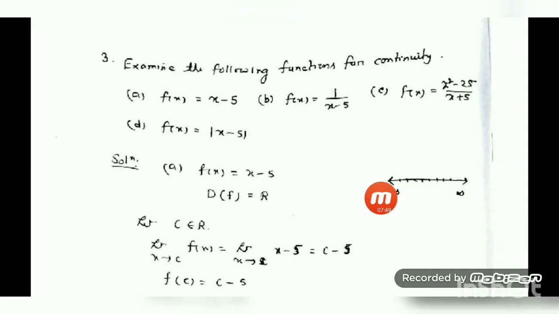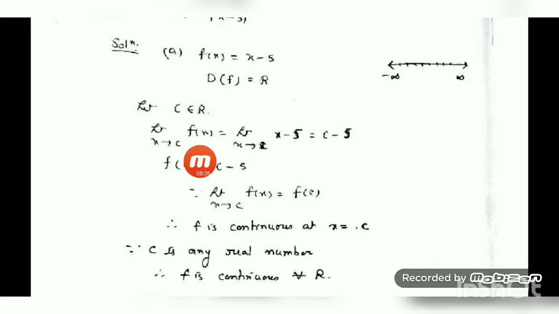This is the open interval. So for an open interval, you have to take any point within that interval and check the continuity at that particular point. So I have considered a point C within the interval minus infinity to infinity, or C belongs to R, same thing. Now let us check the continuity at the point x equal to C. Here you see, we don't have to do it separately, because for all values of real numbers, f(x) is defined by x minus 5 only. So let us find out limit x tends to C f(x).